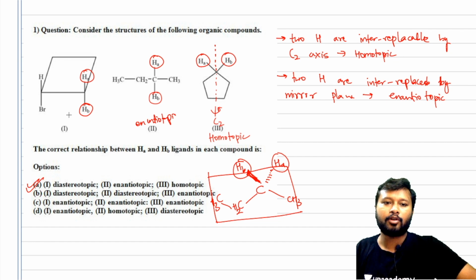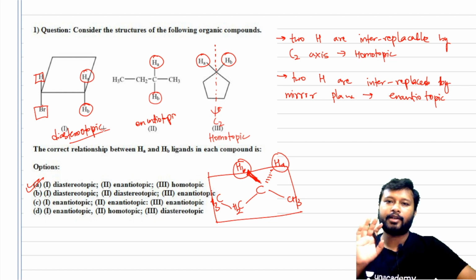Let's verify it. In option number 1, you cannot rotate it by any axis. There is no axis of rotation to interchange these two. There is no mirror plane as well, because if you try to apply a mirror plane, on one side you have bromine and on the other side you have hydrogen, so they are not going to get reflected by the plane directly. So you cannot apply a plane either. That's why it is diastereotopic. I have explained it very briefly. It's a detailed topic. I have already given the link in the I button. Please watch that video, I have discussed these things in detail there.